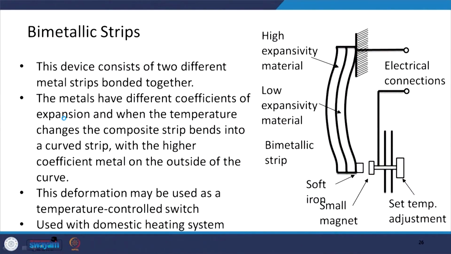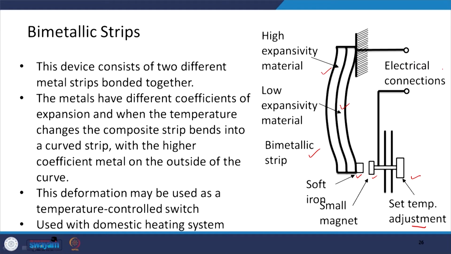Let us look at the first example, that is the bimetallic strip. Now, in case of bimetallic strip, as you can see that there are two strips with different expansivity. Okay. So, you have the high expansivity material here and the low expansivity material here. So, both put together, this is what we call the bimetallic strip. Okay. So, there could be a soft iron over here, and say there is a small magnet, and you have the set temperature adjustment, and then you have the electrical connections over here.